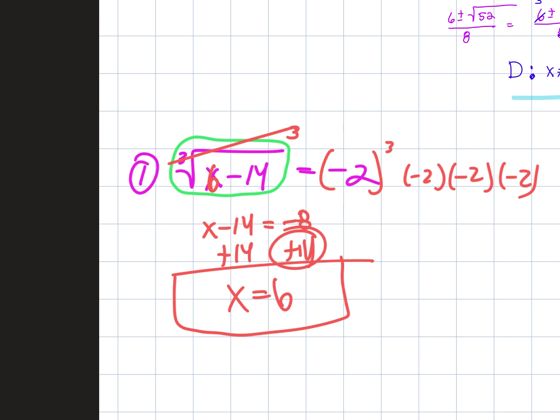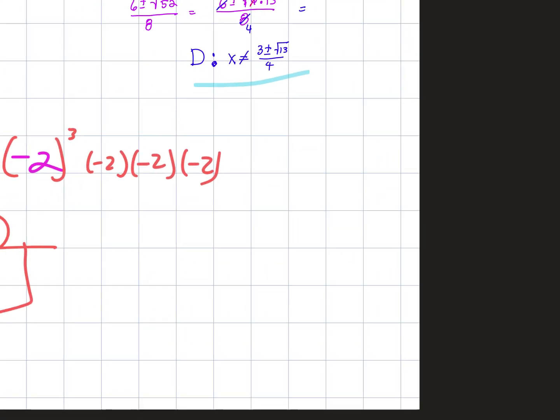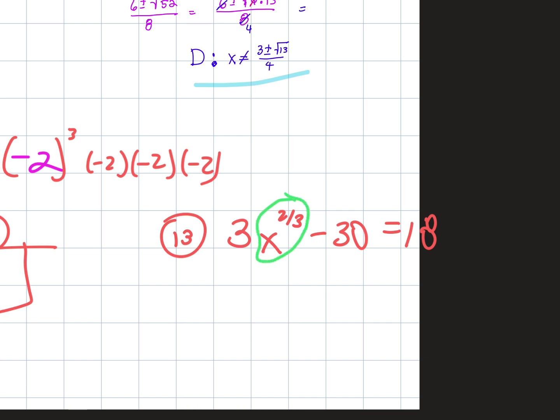What's another solving one I want to do? Yeah, sure. Let's do 13. Look at 13. Let me do 13 right here. 13 says 3x to the 2/3 power minus 30 equals 18. Now, sometimes these can be a little confusing. You're not sure exactly what to do. So again, guys, you want to isolate the radical. In this case, what is your radical? It's the cube root of x squared, right? It's just written as a fraction.